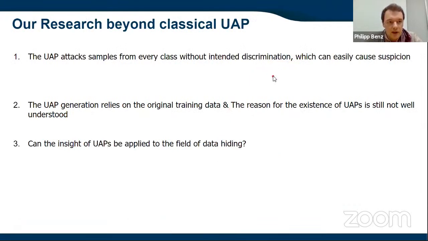And now we will go a little bit into the research that Chaoning and I did. There we want to look at different limitations of UAPs. As I previously described, if I have a UAP, usually the UAP tries to attack each sample from each class. So if I think about an adversary of autonomous driving, no matter what I would encounter, my car would definitely do something weird, right? So it would be very obvious that some misbehavior is going on. So we thought, can we actually make one perturbation that is class discriminative? Meaning, can I attack only a few samples?